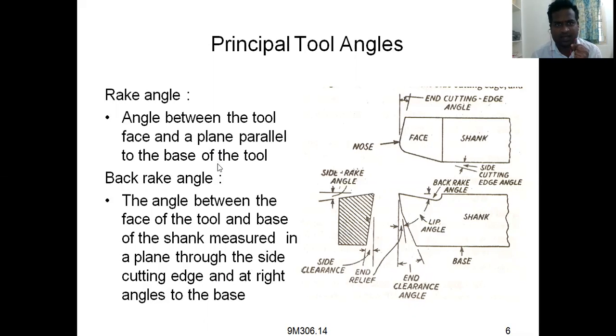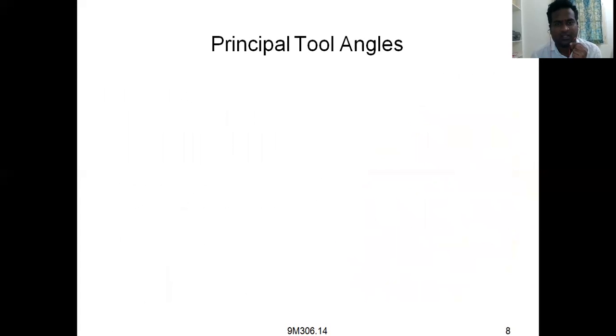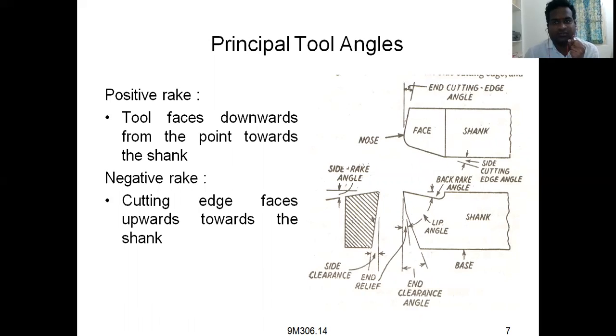The angle between the tool face and a plane parallel to the base of the tool is called the rake angle. The back rake angle is the angle between the face of the tool and the base of the shank, measured in a plane through the side cutting edge and at right angles to the base. In the back rake angle, there are two different types: positive rake angle and negative rake angle. Positive rake angle means the tool face slopes downwards from the point towards the shank. Negative rake angle means the cutting edge faces upwards towards the shank. So this is the back rake angle.